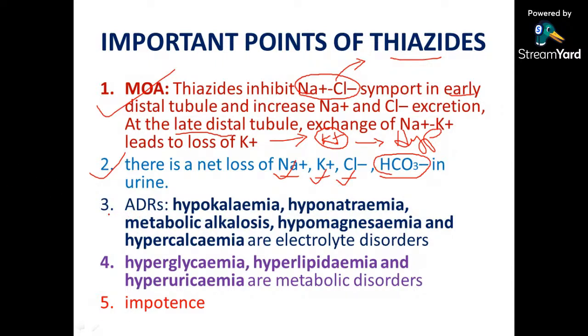And third point about thiazide diuretics, this is very important. It has some specific ADRs. It causes hypokalemia, which we have already discussed because it is excreting potassium. It causes hyponatremia because it is excreting sodium. It causes metabolic alkalosis because it is excreting HCO3 minus ions. It also causes hypomagnesemia, because magnesium is also excreted along with the urine. And a very important point is that it is causing hypercalcemia.